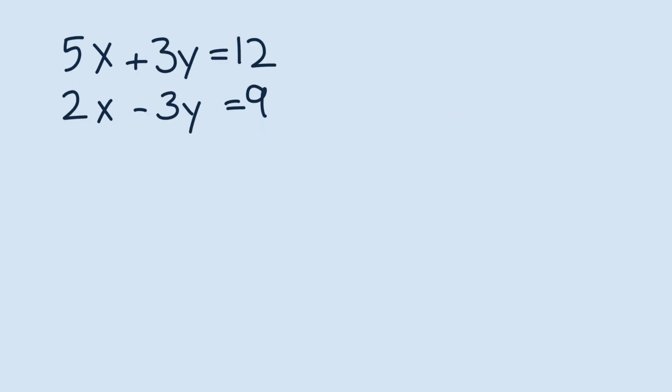Now it is your turn. Try to solve this question, then check your answer. The first equation is 5x plus 3y equals 12, and the second one is 2x minus 3y equals 9.